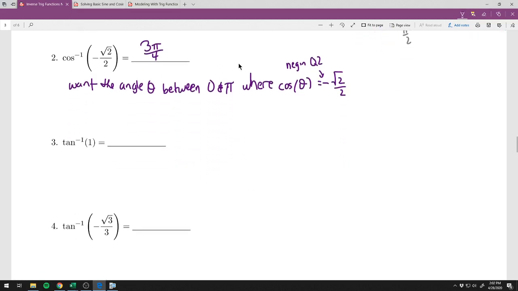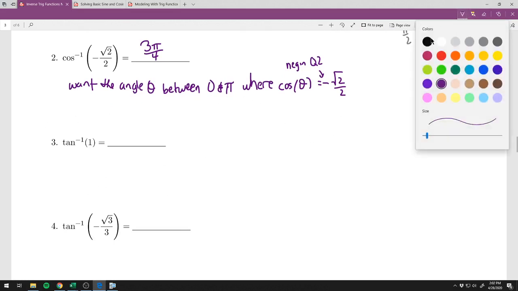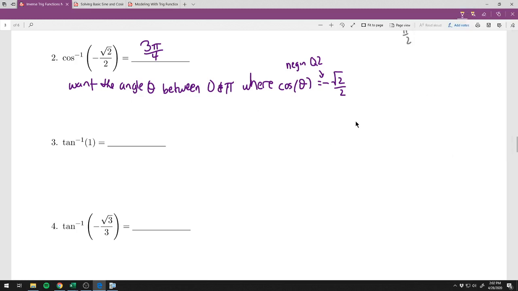Now, doing tangent is very similar. One thing I mentioned in a previous video was that while we didn't need to learn the exact values of tangent right then and there, it was good practice to look at that. So I'm going to just remind you of what those are. Remember, tangent inverse is an angle between negative pi over 2 and pi over 2. So I'm going to draw that in.